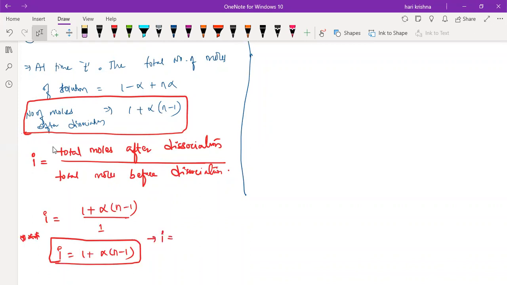Here, what is the i? Van't Hoff factor. What is alpha? Degree of dissociation. And n is the number of ions after dissociation. Is it clear, the formula? How you got it?